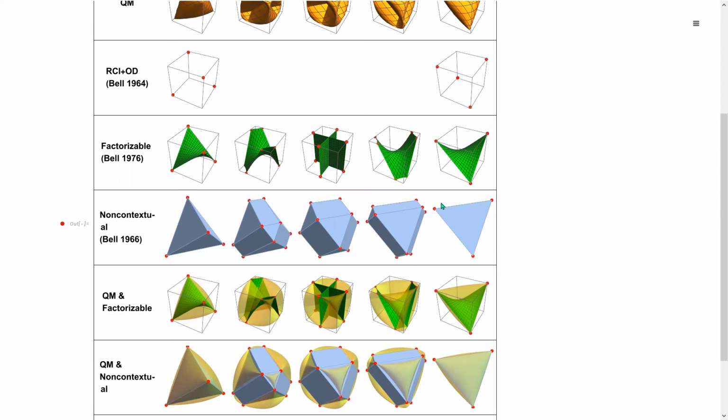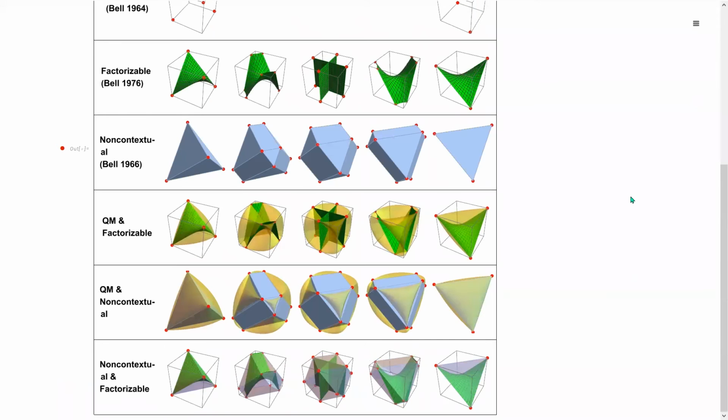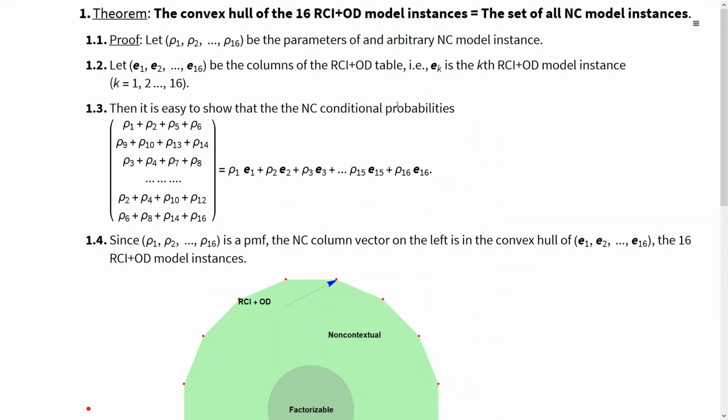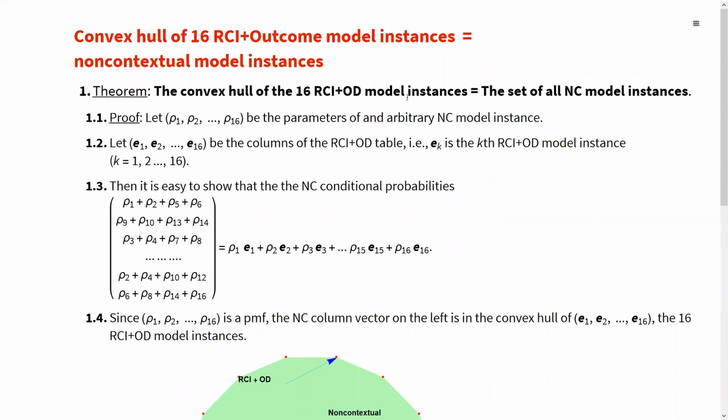Now, these are just correlations. So that doesn't prove the theorems, but that confirms them, visual confirmation, which is kind of nice. What you can prove is that the convex hull, this is a basic theorem. This is my version of the hidden variables theorem that you usually see. The convex hull of all the 16 RCI plus OD model instances equals the set of all NC model instances.